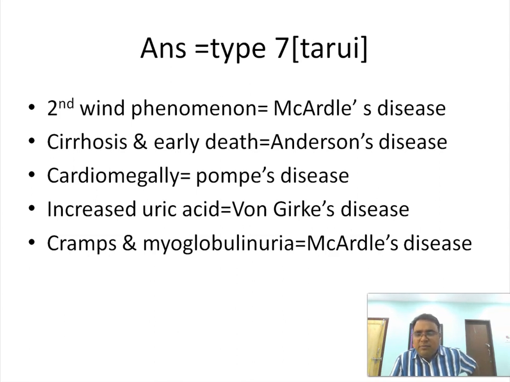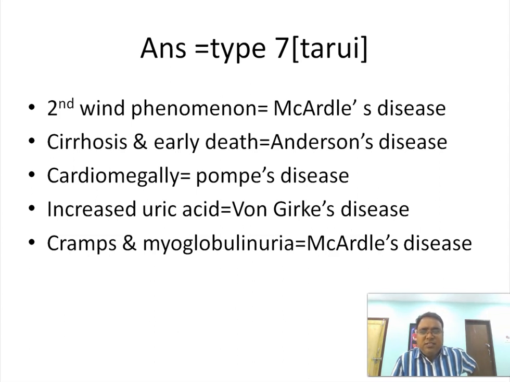Some extra MCQs related to glycogen storage disease. Second wind phenomenon is associated with which variety of glycogen storage disease? It is McArdle disease. What do we mean by second wind phenomenon? It is a sudden decrease in heart rate and improved exercise tolerance occurring after a few minutes of exercise. That is classically associated with McArdle disease.